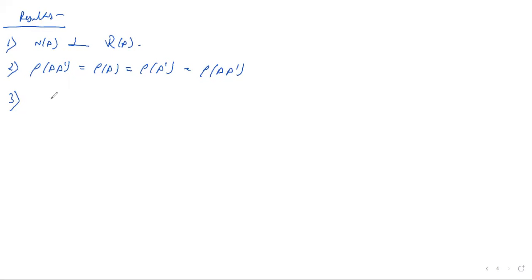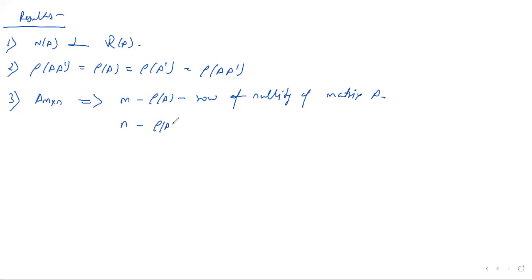Okay, and the third result is, if we have A of m cross n, this is not actually a result, this is just for general purpose. If we have A of m cross n, then what is m? m is the row nullity of matrix A, and n is the column nullity of matrix A. This is m minus rank of A, and this is n minus rank of A.